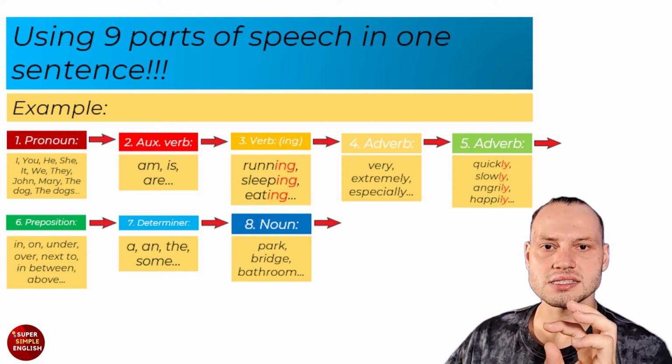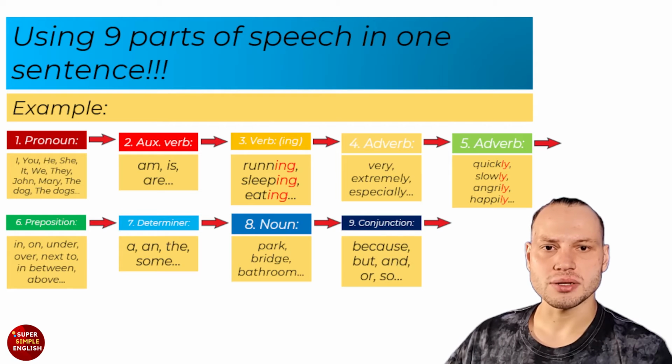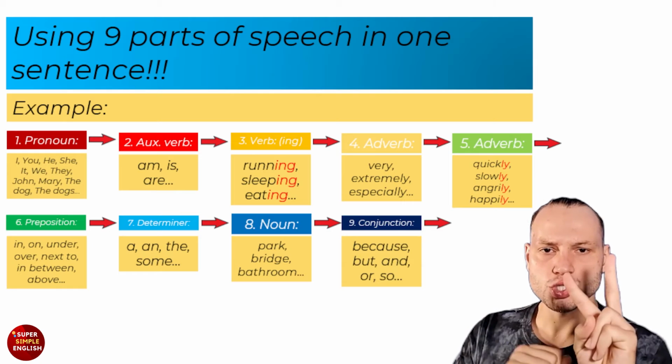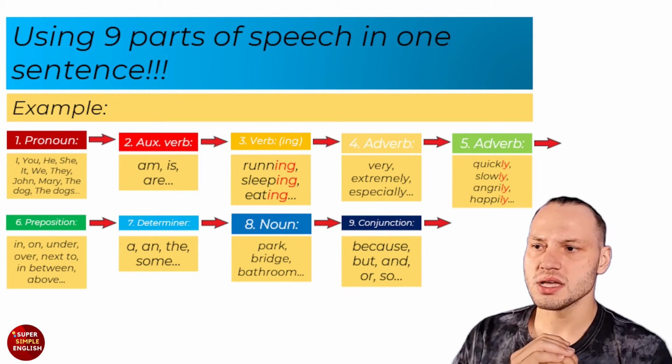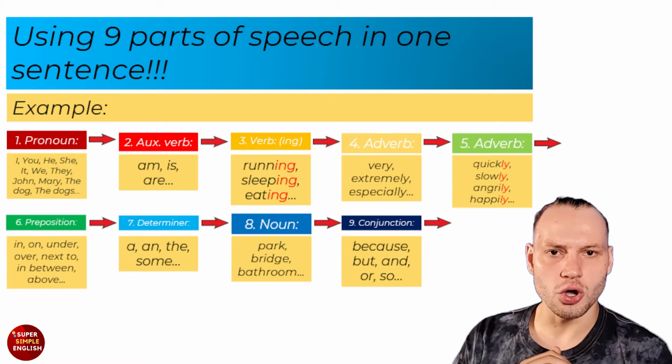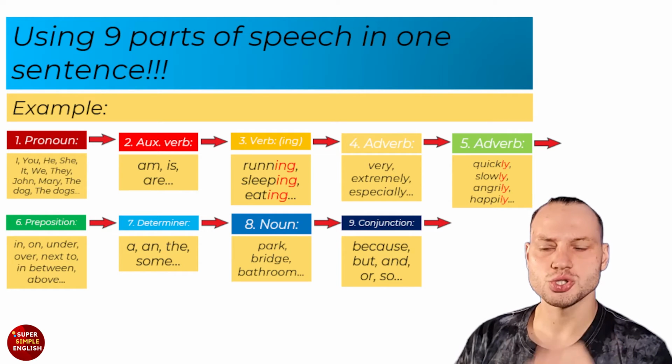This is sentence number 1. After that, you put a conjunction. A conjunction is a word that joins 2 sentences together. And we use because, but, and, or so to join 2 sentences together. Now we start to build sentence number 2.